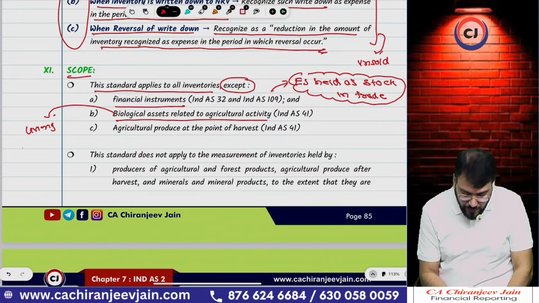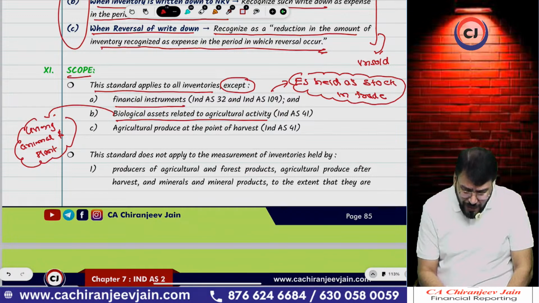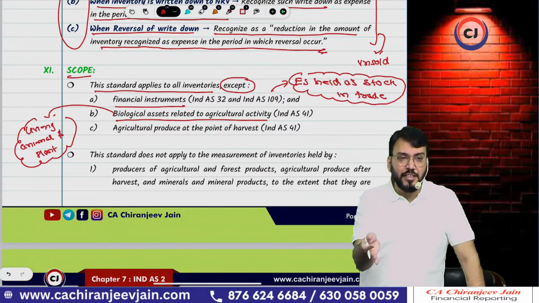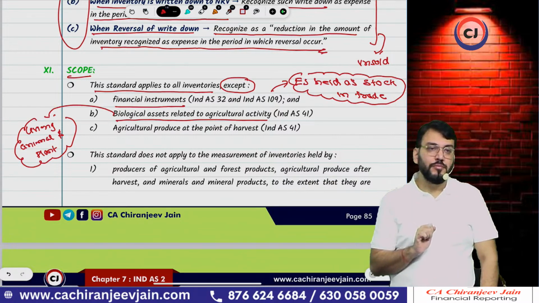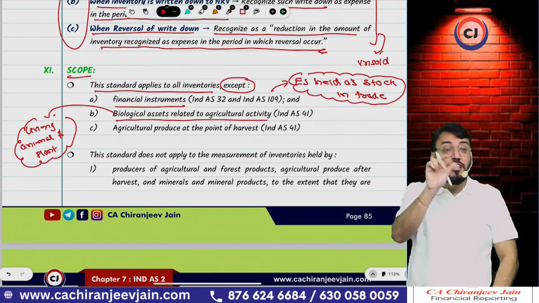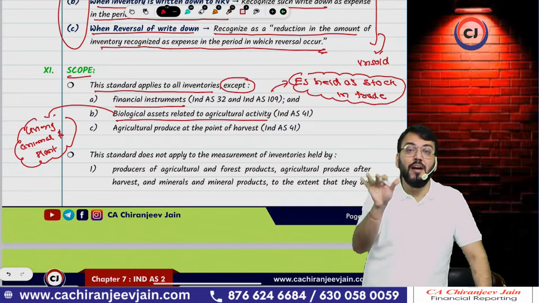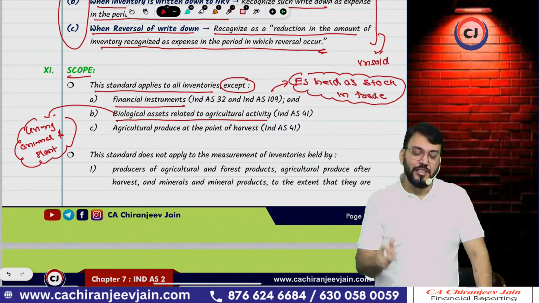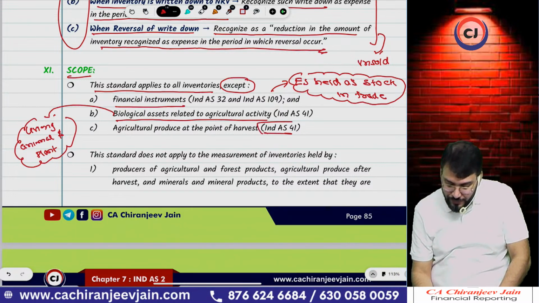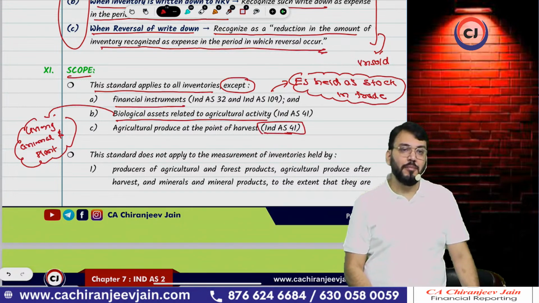Living animal and plant. So any biological asset which is related to agricultural activities will be covered under Ind AS 41, coming soon. And agriculture produce at the point of harvesting, Ind AS 41 is applicable.